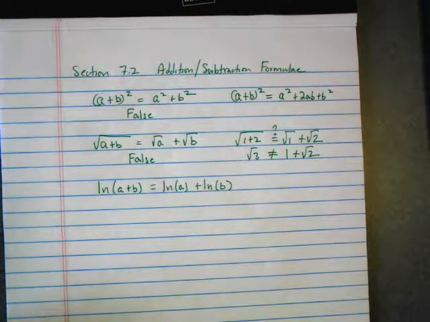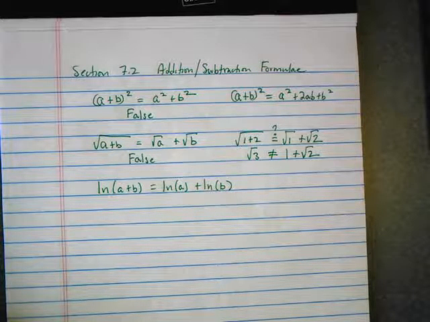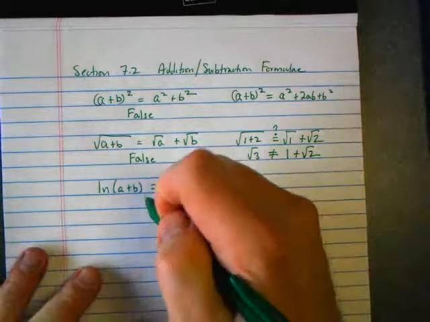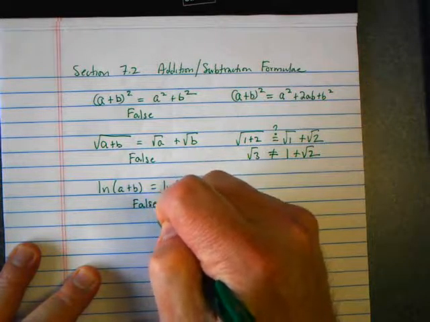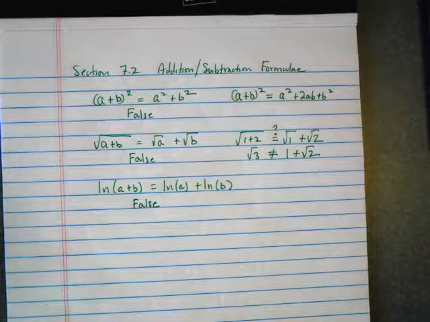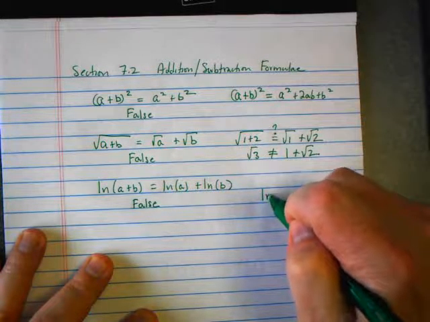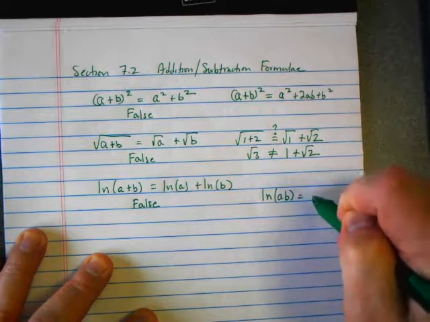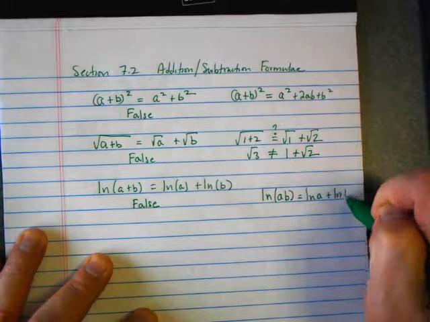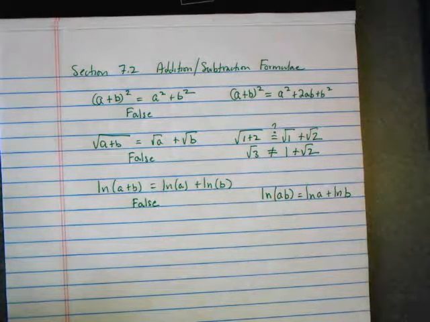ln of (A plus B) equals ln A plus ln B. True or false? False. Why is it false? Because all the other ones are false. And what do you know about addition and ln's? It doesn't work. In fact, I'm told back in Math 1412 you learned that ln of A times B is ln A plus ln B. Correct? Sure. Yeah, I remember that.